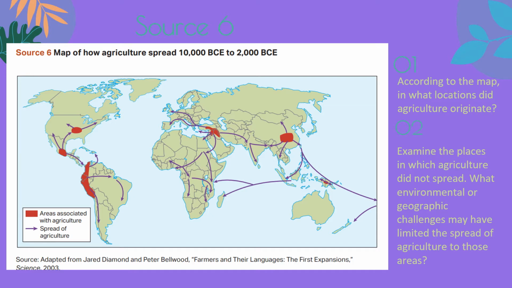Number 2 says, examine the places in which agriculture did not spread. What environmental or geographic challenges may have limited the spread of agriculture to these areas? So if you're looking at the map and you look at the places that the arrows don't go to, why do you think they didn't go there? Is there an environmental or geographic reason or challenge? Take a moment and pause the video if you need to.